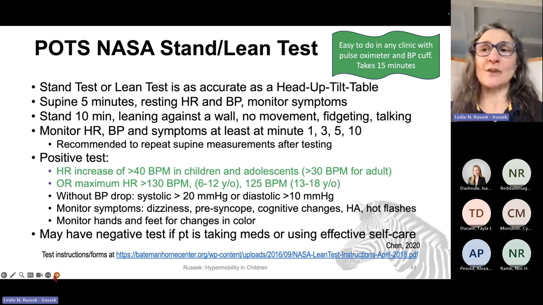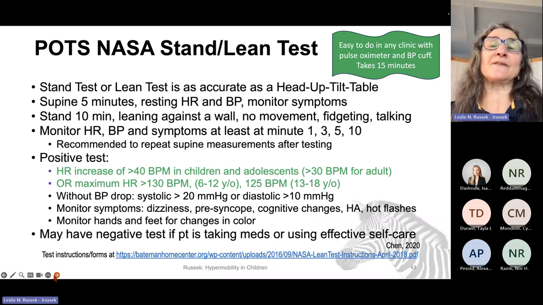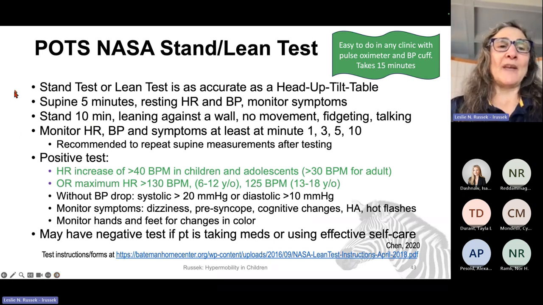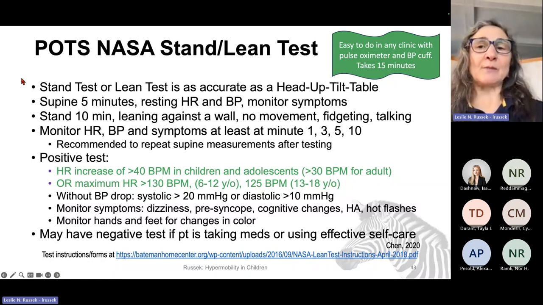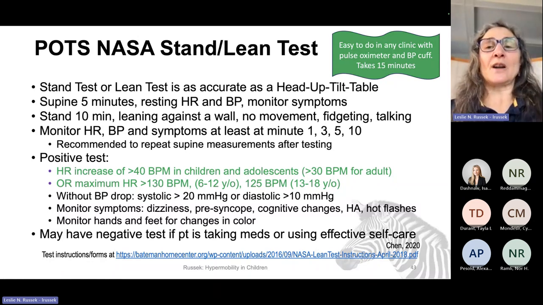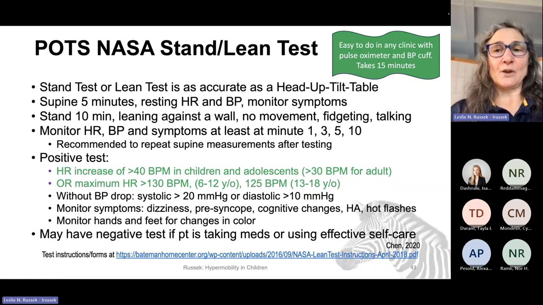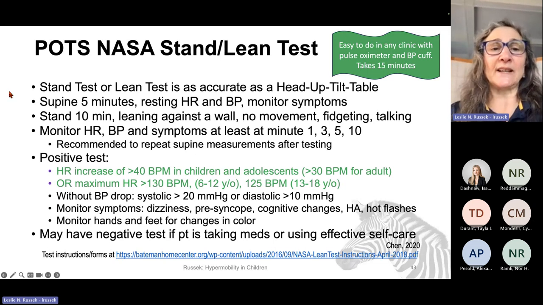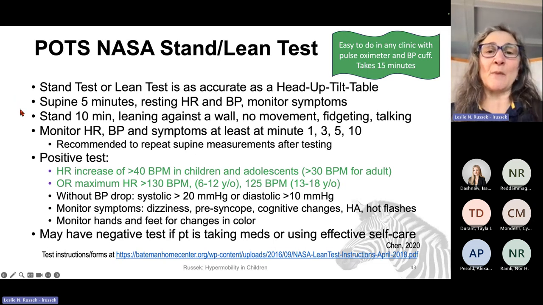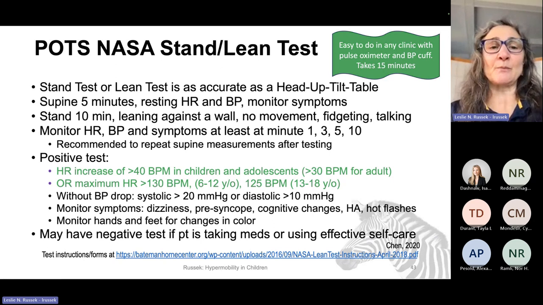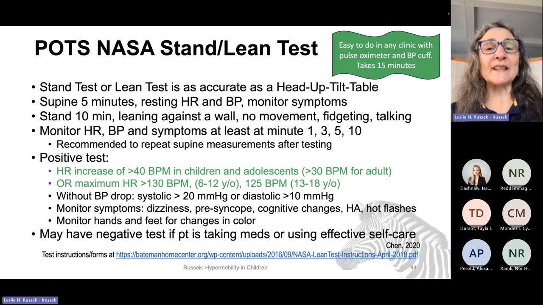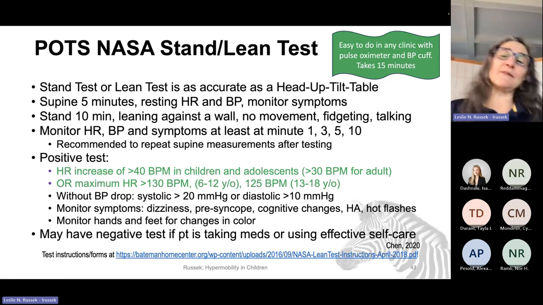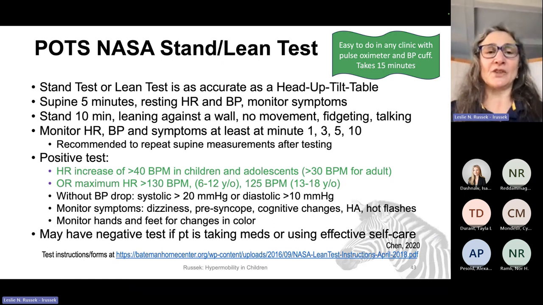All you need is a pulse oximeter and a blood pressure cuff and 15 minutes. I have to say POTS stand doesn't have a strong cardiology focus on diagnosing or managing POTS. So I do the test in the PT clinic. So you have them lay down for 5 minutes, monitor their heart rate, blood pressure, and symptoms. And then you have them stand up leaning against a wall without moving, fidgeting, or talking. These kids often fidget to keep their blood circulating.